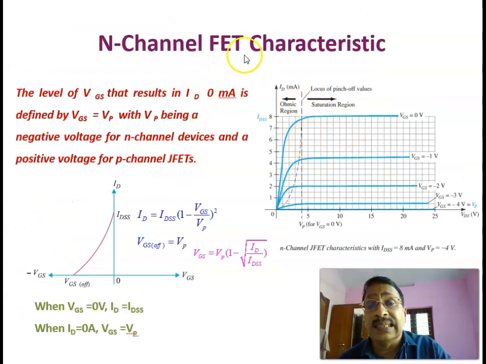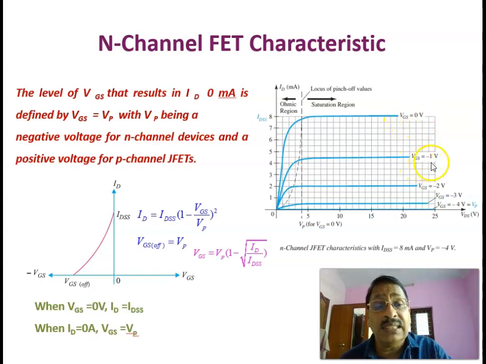Continuing this N channel JFET characteristics, the drain characteristics: as VDS is increasing, ID is increasing, corresponding to VGS equal to 0 volt. As VDS increases, ID increases linearly. At a particular value of voltage, the corresponding VDS, this is called the pinch off voltage, current gets saturated, and this is the value. This current is called the IDSS. This is the current IDSS corresponding to VGS equal to 0.